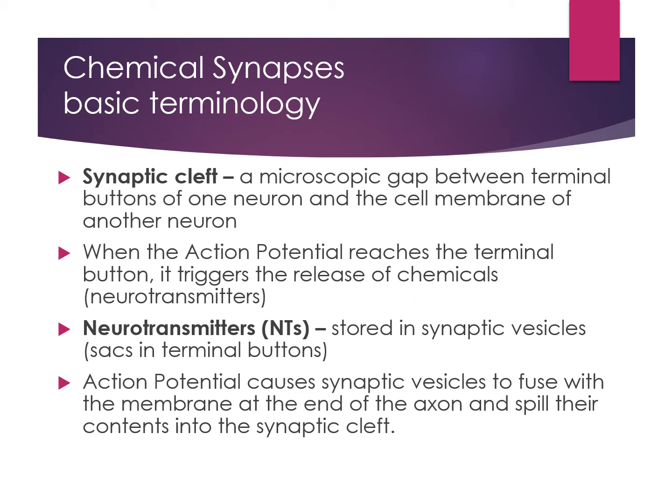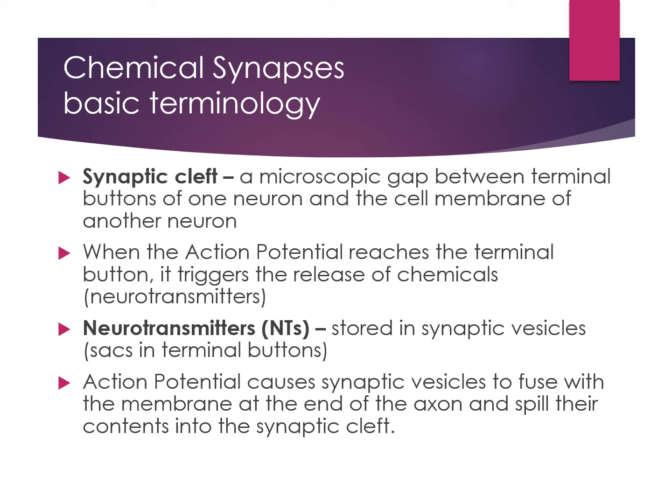So that synapse is also called a synaptic cleft. That is the microscopic gap between the terminal buttons of an ascending neuron and the cell membrane of another neuron, whether that's at the soma or more likely at the dendrites. When the action potential reaches those terminal buttons, it triggers the release of these chemicals, or the neurotransmitters.